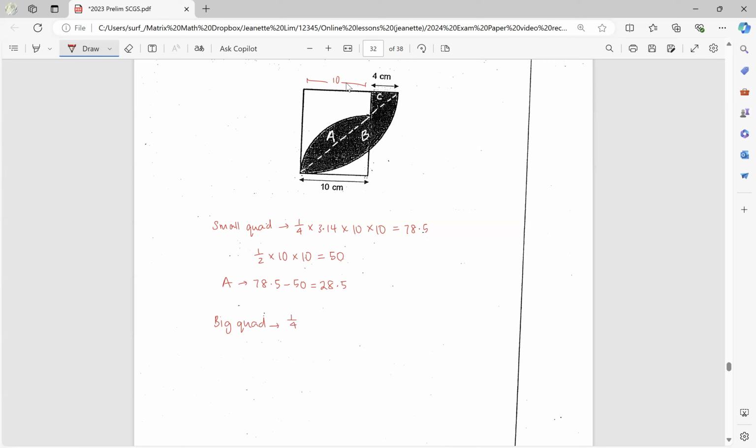So big quadrant is 1/4 times 3.14 times 14 times 14. 153.86. Then we are supposed to take away the area of the triangle, the big triangle, which is half times 14 times 14. 98. So area of B will be big quadrant minus the big triangle.